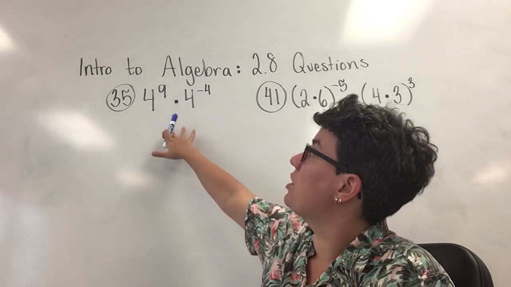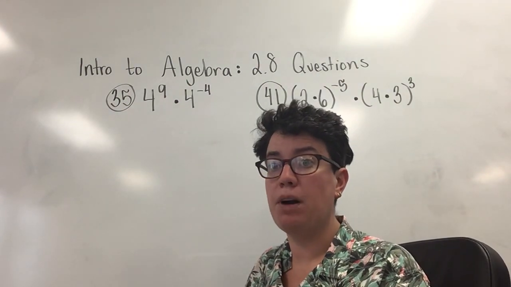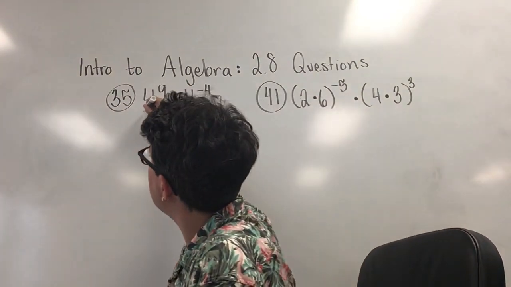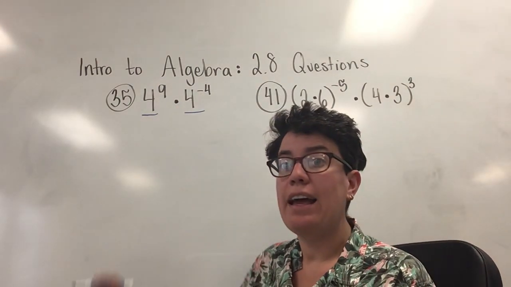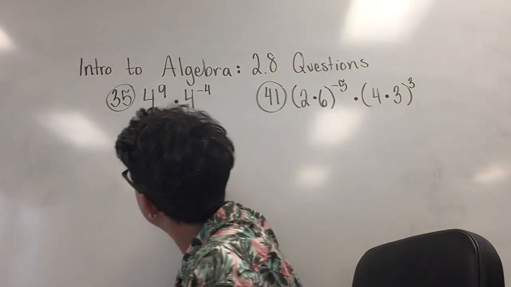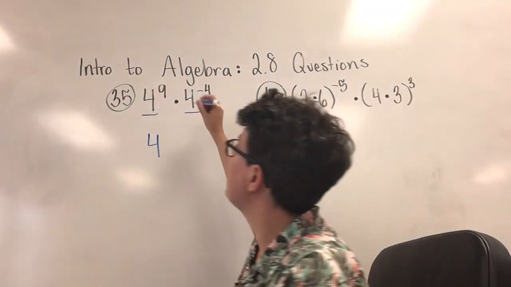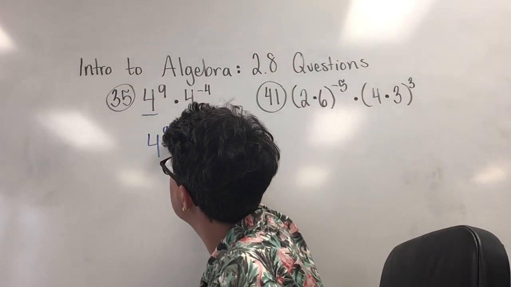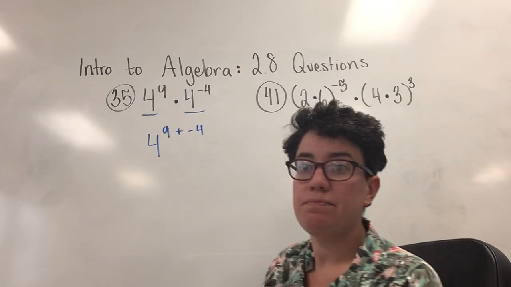So we're going to start with talking about 35. Now 35 is a multiplication problem with the same base. So you notice they both have the base 4 and they're being multiplied, which means that we can take that same base and add the exponents. So in this case 9 plus negative 4.